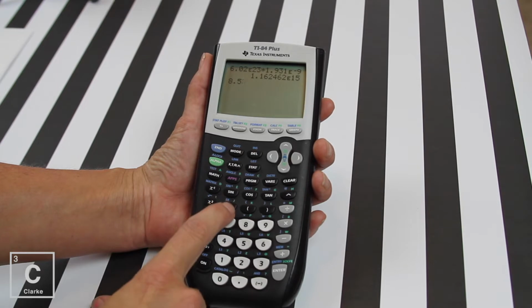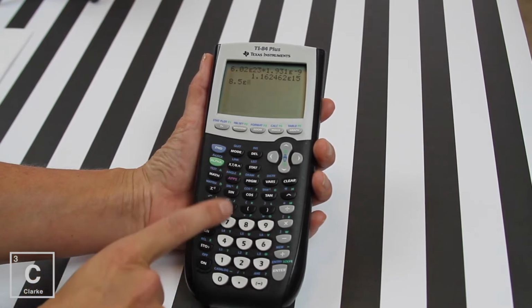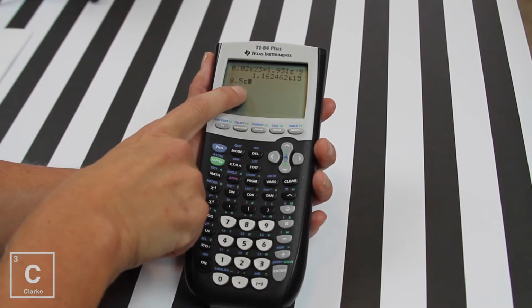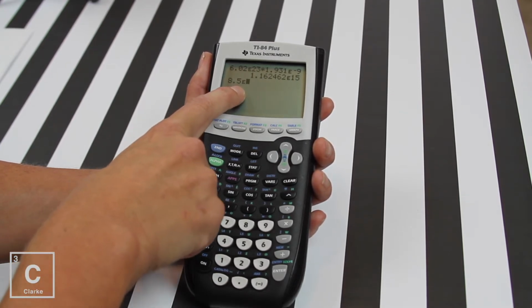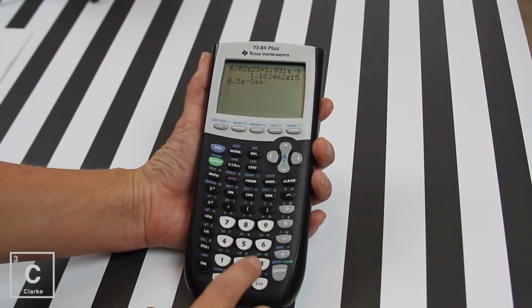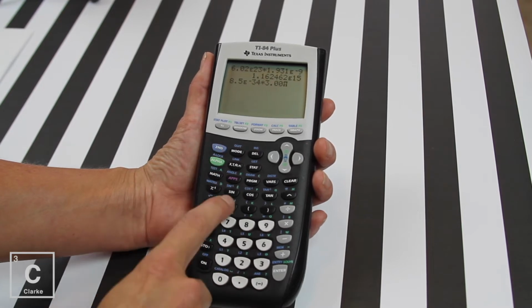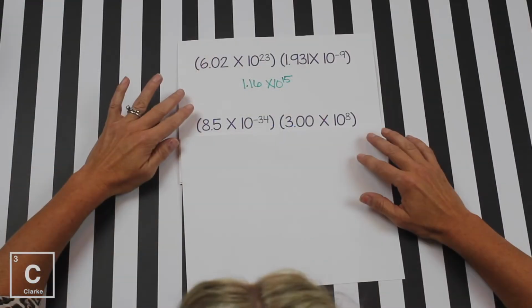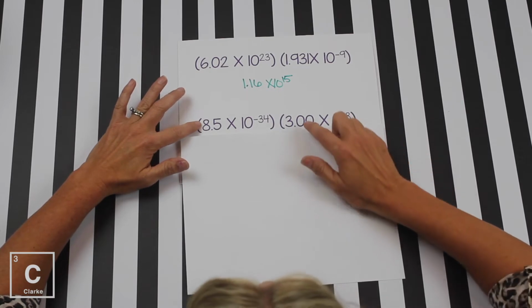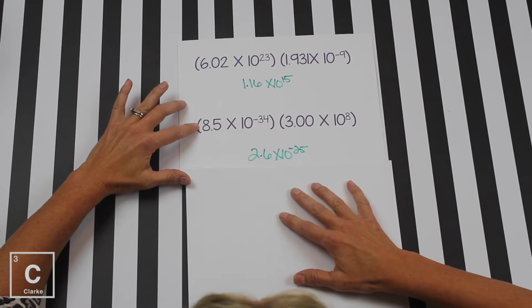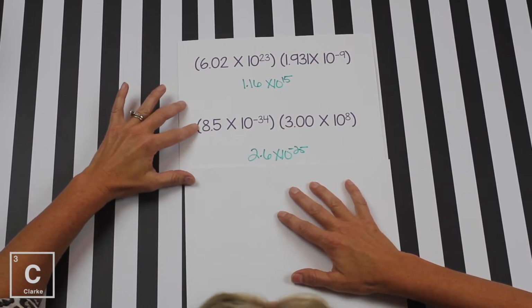8.5, again with the E. Remember, that's the second button. The button right above the 7 with that comma. It's got capital E, and it's going to show you this little capital E right here. 8.5 E, negative 34, times 3.00 E8. I'm getting 2.55 E to the negative 25. Again, sig figs, 2 here, 3 here, 2 wins. So I'm going to round to 2.6 times 10 to the negative 25.